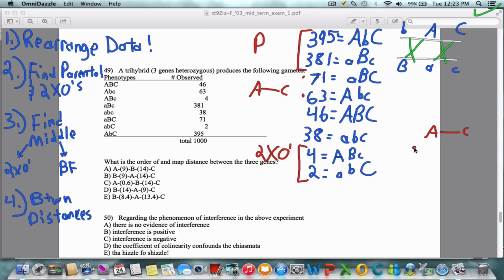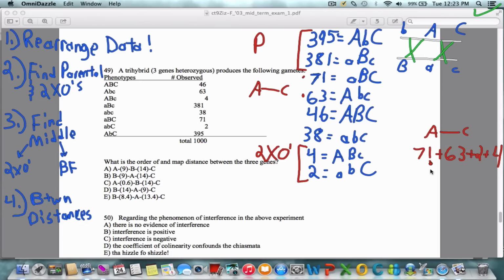So in this context, I'm going to add up all the times when crossing over happened between these two genes. So 71, 63, and then 2 and 4 from the crossing over. So plus 2 plus 4. When I punch all that information into my calculator, 71 plus 63 plus 2 plus 4, I get 140 as my answer.